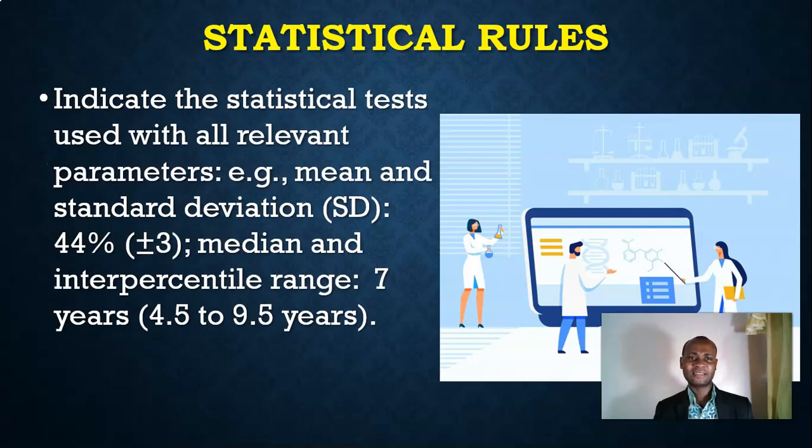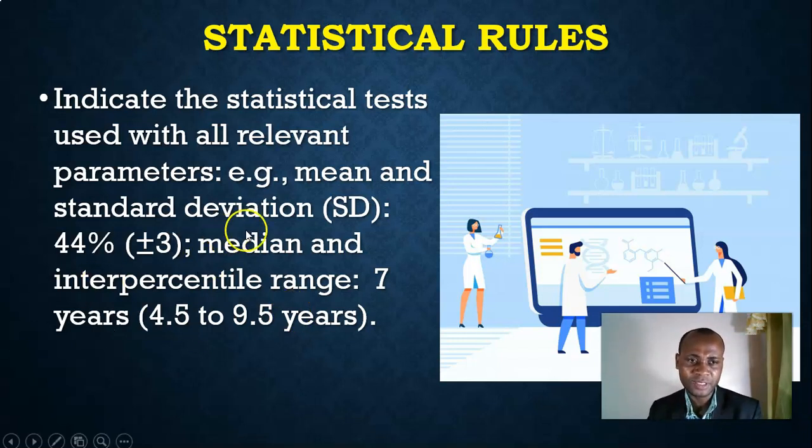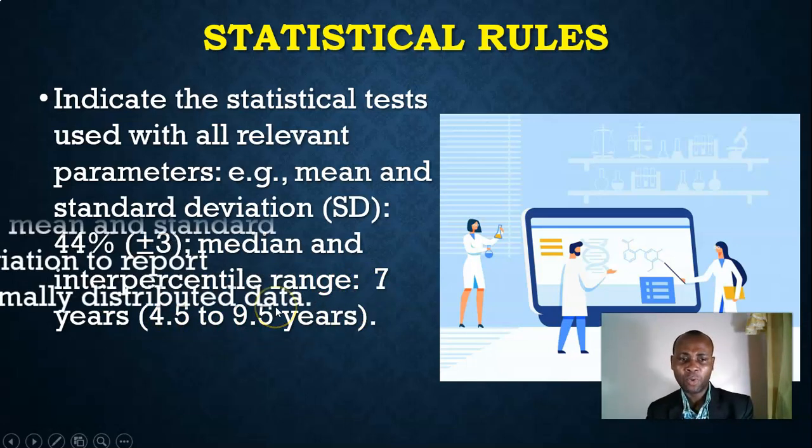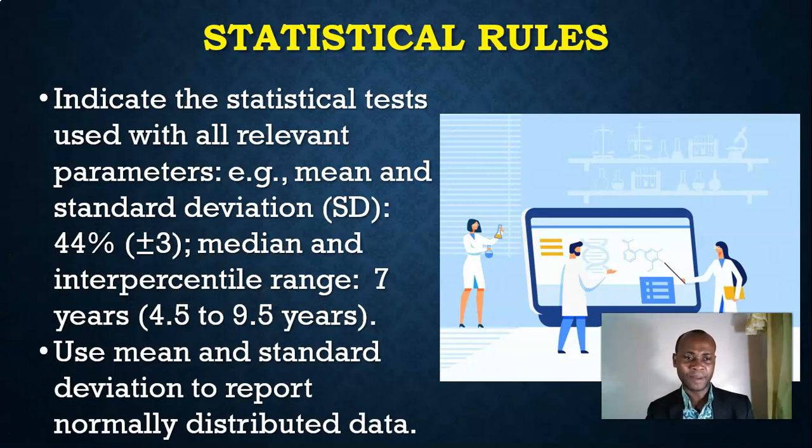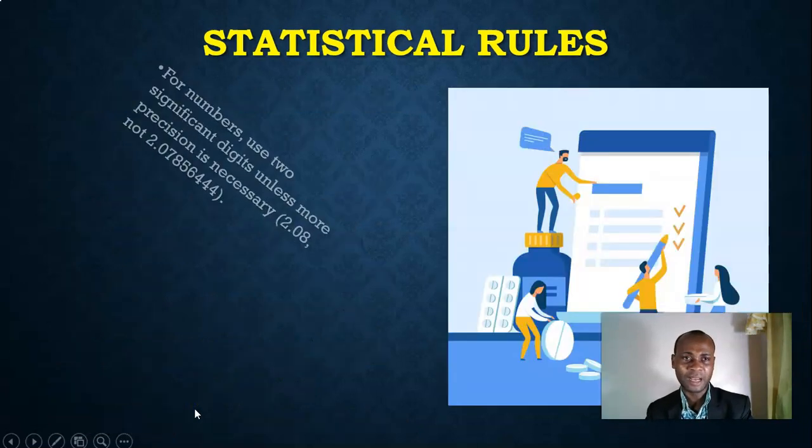Okay, so indicate the statistical test that you used. Very important. For example, mean and standard deviation, the median and interpercentile range. Okay, so here, note something. If you are presenting mean and standard deviation, please make sure to include the numbers. If you are talking about interpercentile range, you need to put the range there. So whoever reads knows exactly what you are talking about. So use mean and standard deviation to report normally distributed data.